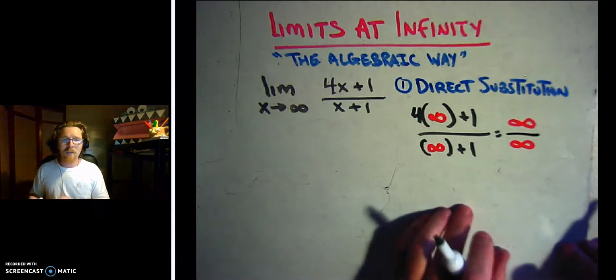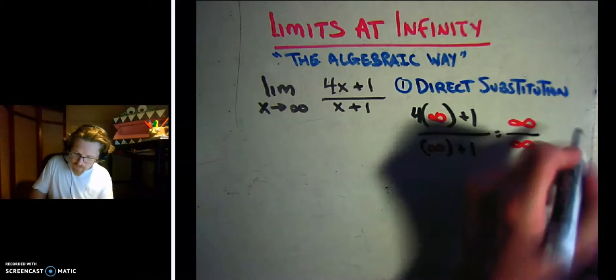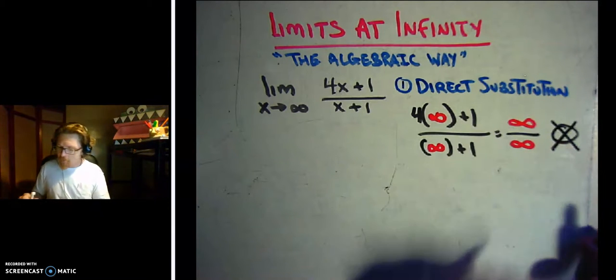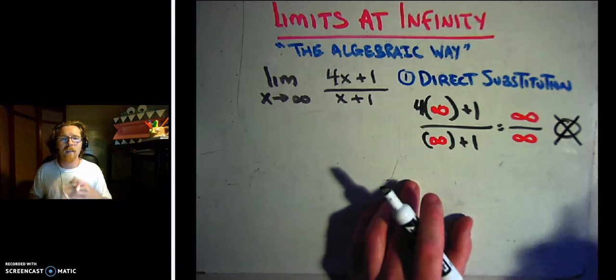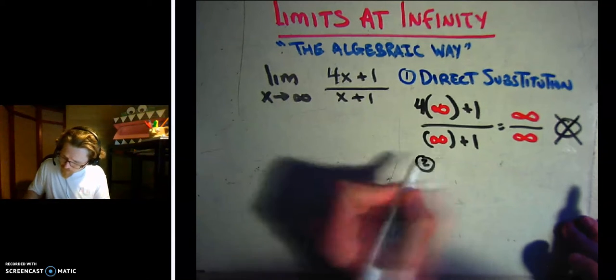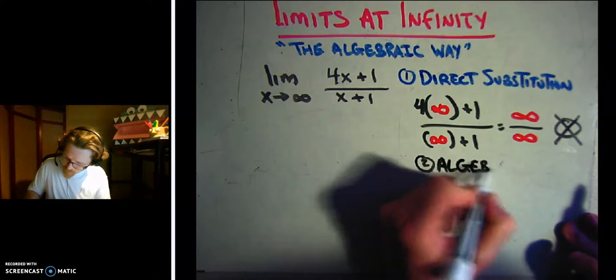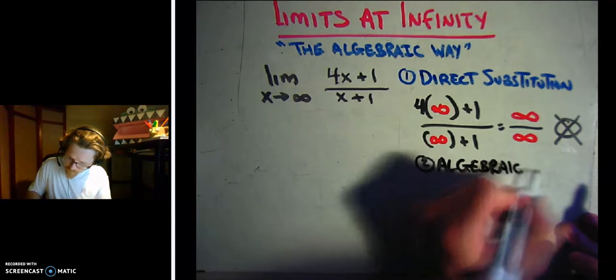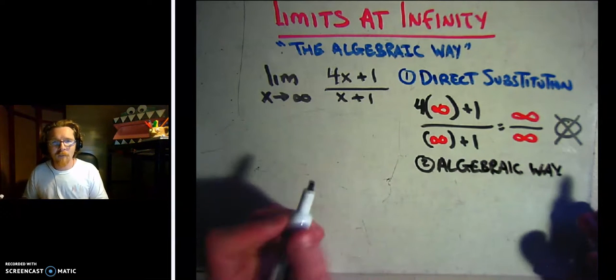And in math, we don't want infinity over infinity as an answer. It actually doesn't work for us. So our direct substitution isn't going to work to find this limit. So we have to take a second approach, and I call it the algebraic way. Now, we're going to do some manipulating of this function.